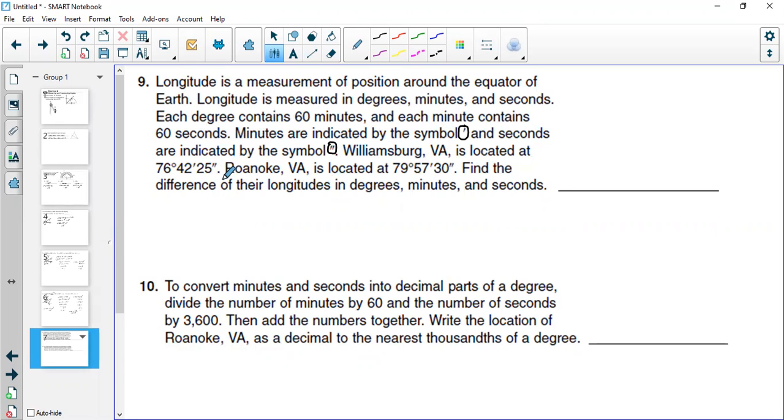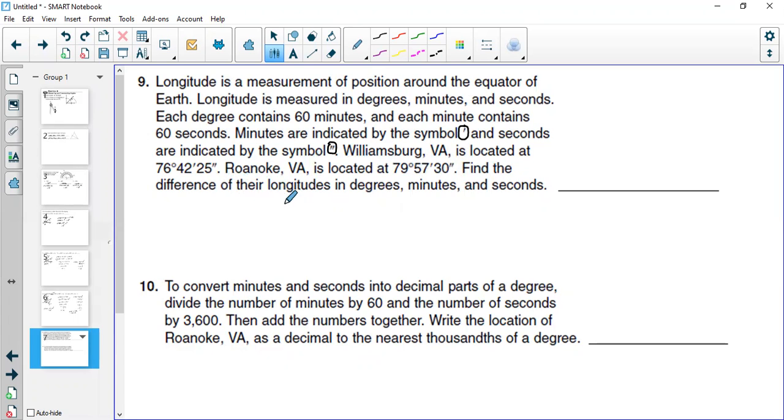Williamsburg is located at 76 degrees, 42 minutes, 25 seconds. Then this other city, I have no idea how to pronounce this. I've never lived in that state, never have I visited the United States. So I think it's pronounced Roanoke. Okay, I have no idea. Fine. Roanoke is located at 79 degrees, 57 minutes, 30 seconds.